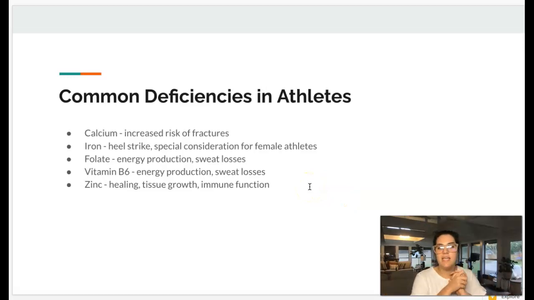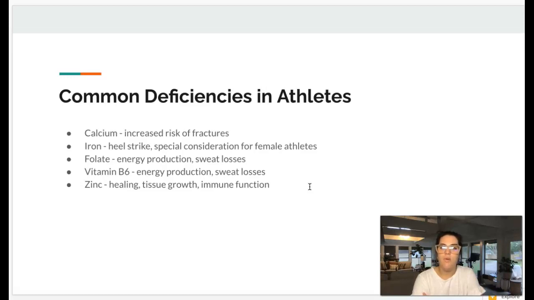Okay, so calcium, iron, folate, vitamin B6, and zinc are common deficiencies that we see in athletes. If calcium is deficient in an athlete, we may see an increased risk of fractures or bone injuries. Iron is a nutrient of concern, especially in runners and in female athletes.